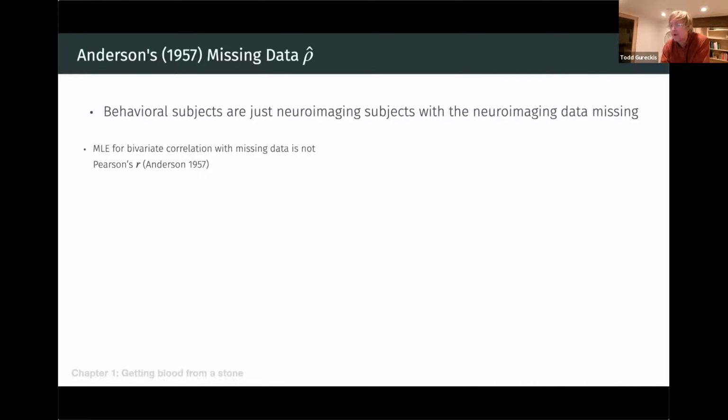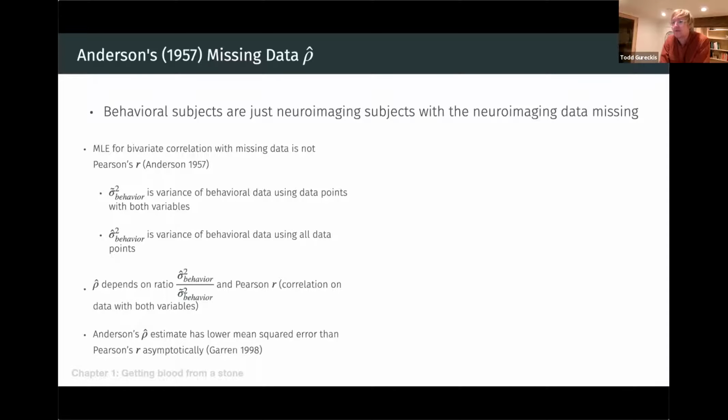What maybe people don't know is that the maximum likelihood estimate for bivariate correlation with missing data is not actually Pearson's R, the normal correlation score that we often use in psychology. So we have to introduce two different terms here. There's the variance of the behavioral data using the data points where we collected both variables. And then there's this other variance, which is the behavioral data using all the data points. And then you can come up with a new correlation coefficient called Anderson's rho, which is a well-known statistical estimator, that is a modification of Pearson's R for the missing data case.